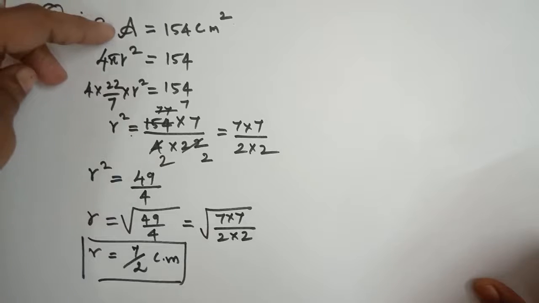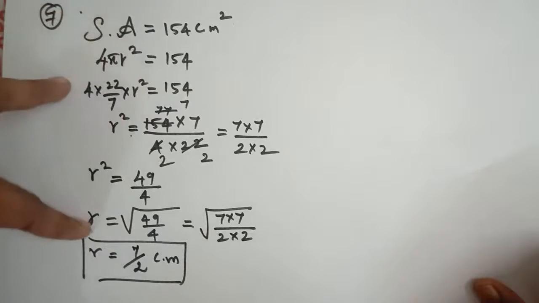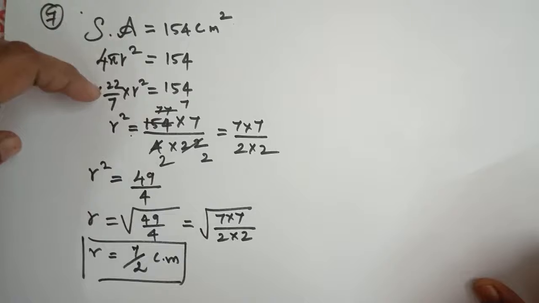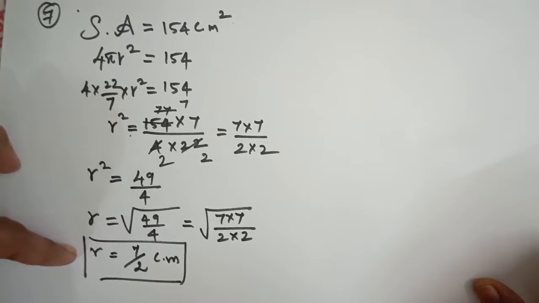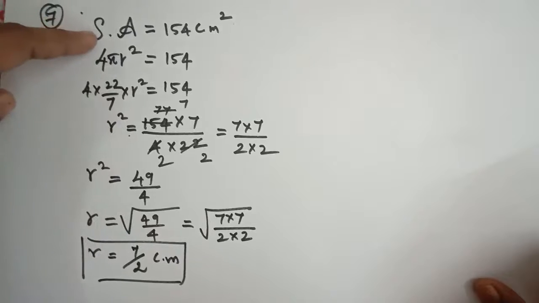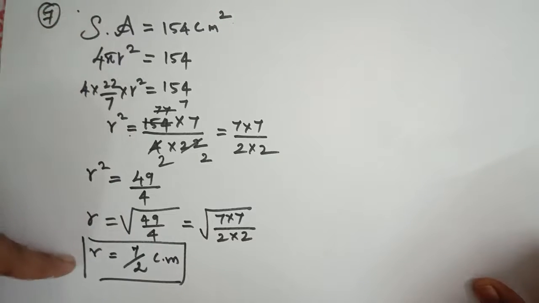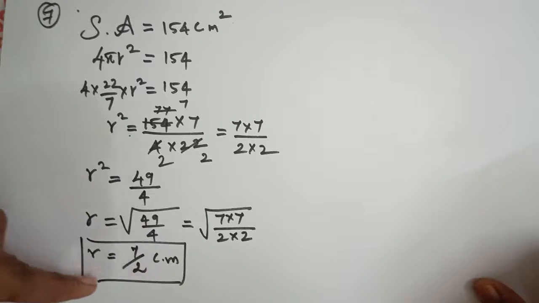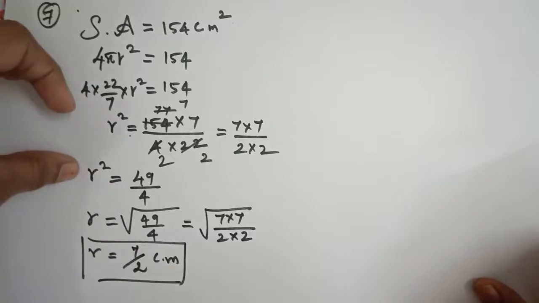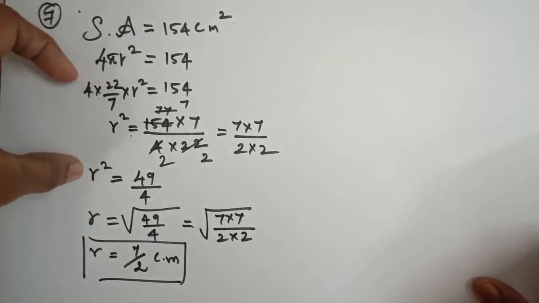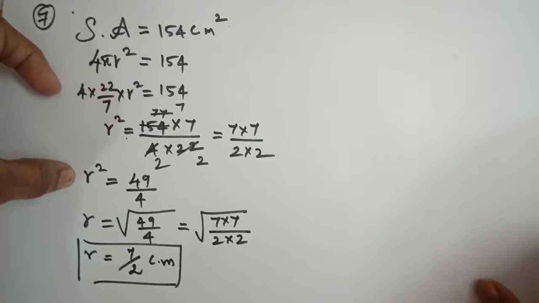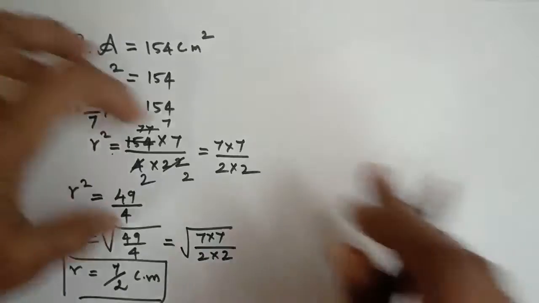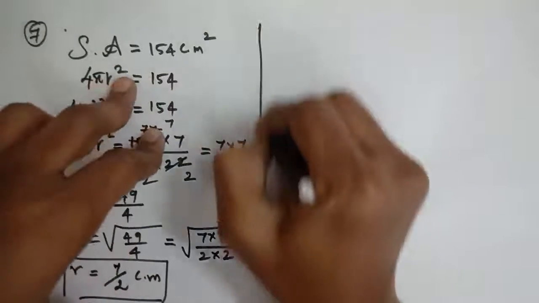Using the surface area, we will find the radius. Here we have got radius r, that is equal to 7 by 2 centimeter. Now we have got r equal to 7 by 2 centimeter. Now we have to find the volume of the sphere.